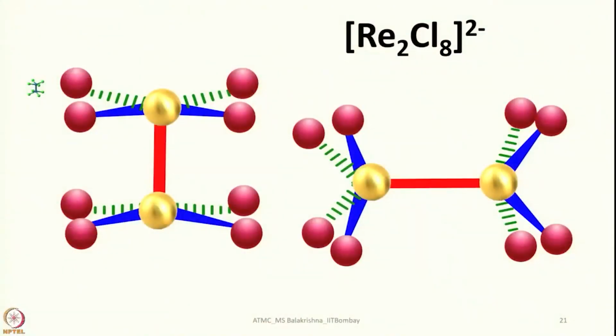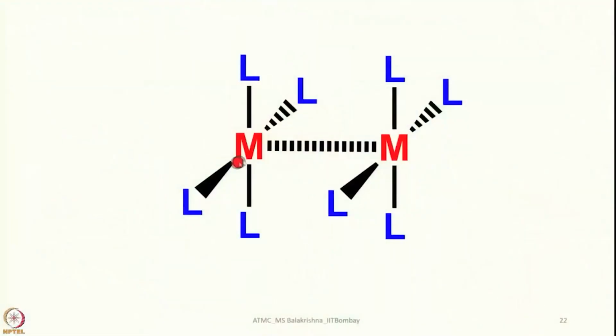The higher energy one is very high, and the lowest one is dz square. The next ones will be dxz and dyz, and then we have dxy. Now, assume like this, this is the z axis and one dz square is there, another dz square is there.